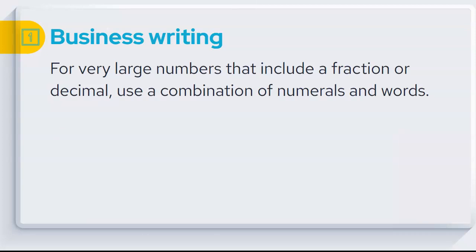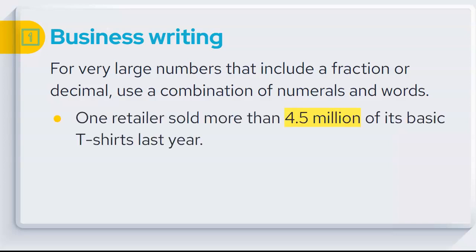For very large numbers that include a fraction or decimal, use a combination of digits and words. One retailer sold more than 4.5 million of its basic t-shirts last year. 4.5 would be awkward to write out, so it's more practical to use numerals.